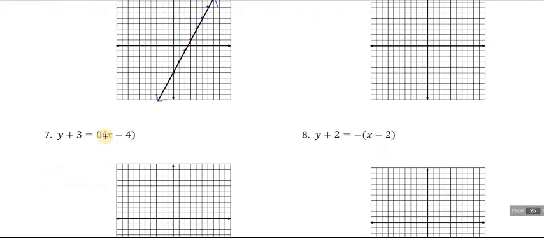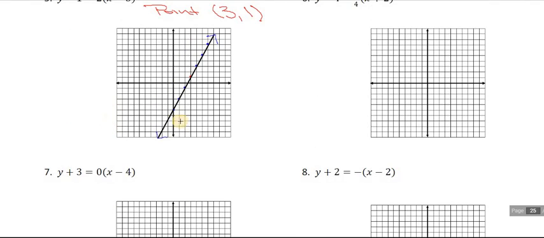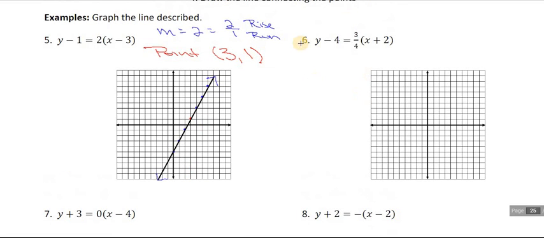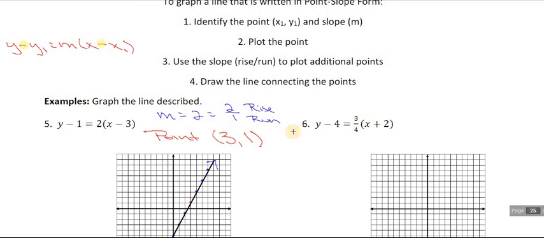Okay, next up, let's see, I don't want to do all of these problems. We'll do number 6, I guess. Number 6 says y minus 4 equals 3/4 times x plus 2. So first we want to identify our point and our slope because this is in point slope form. So our slope is the number in front of the parentheses, which is 3/4. So m equals 3 over 4. And we're going to write rise over run.